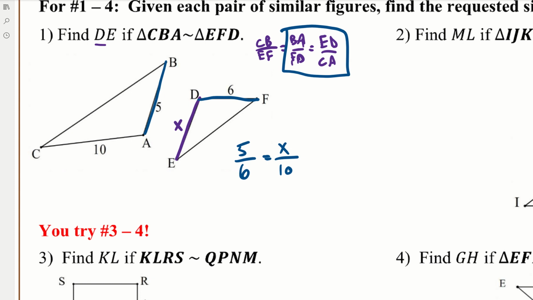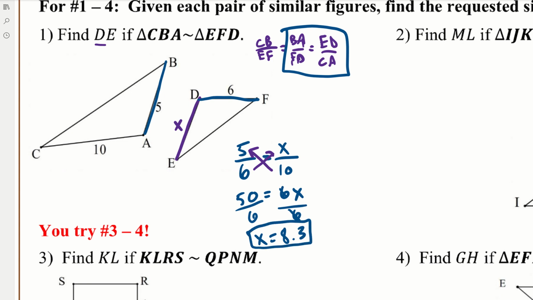So I'm going to go ahead and cross multiply here. This gives me that 50 is equal to 6x. And I'm going to go ahead and divide both sides by 6. 50 divided by 6, we could leave it as a fraction, or it's that x is 8.3. Either way is fine. All right, let's look at another one.